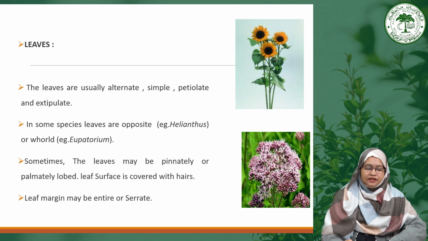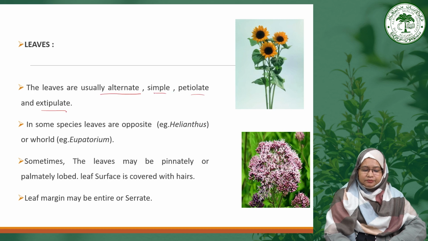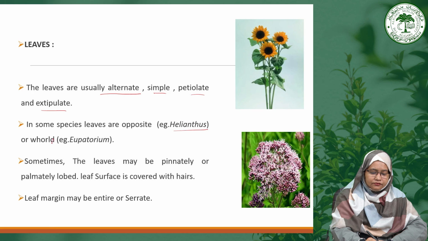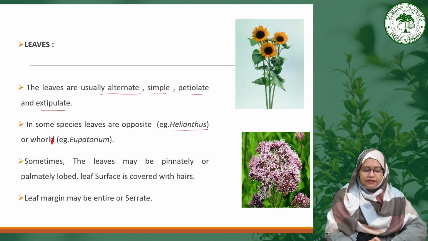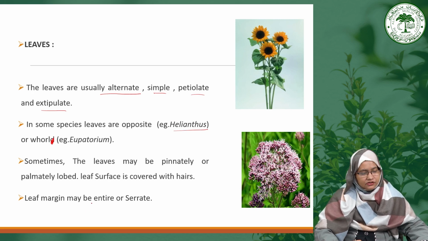The leaves are usually alternate, simple and petiolate with exstipulate. In some species, the leaves are opposite, as in Helianthus, or whorled, as in Eupatorium. So generally they are alternate, but they may show opposite or whorled arrangement. Sometimes the leaves may be pinnately or palmately lobed and the leaf surface is covered with hairs, because all the plant body of this group is covered with hairs, and the leaf margin may be entire or sometimes serrate.